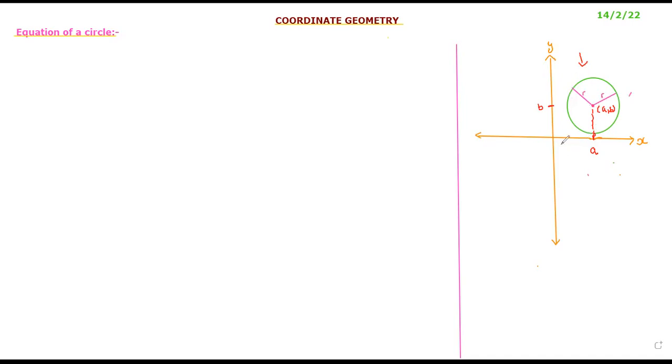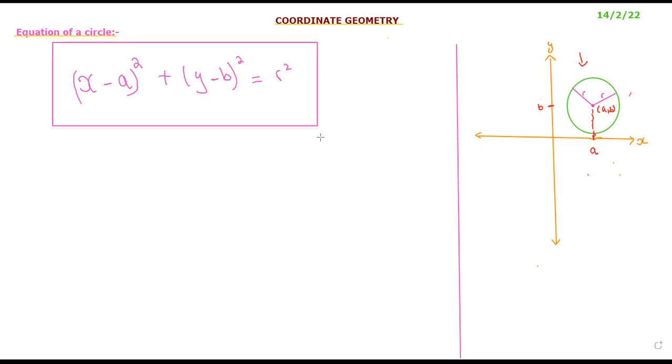Okay, so let's start our discussion with the general form of the equation of a circle. So it is (x minus a) whole square plus (y minus b) whole square equals r square. Okay, so yes, now this is the general form of the equation of a circle, right?